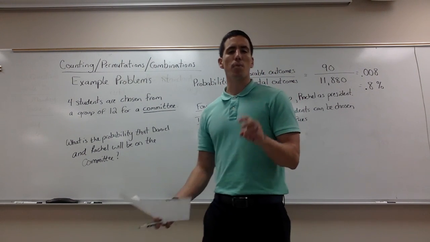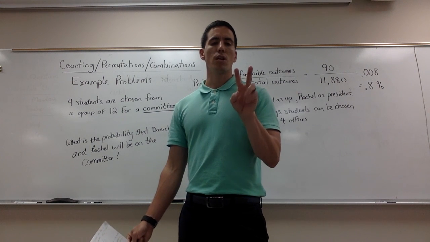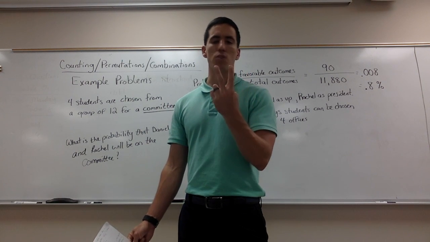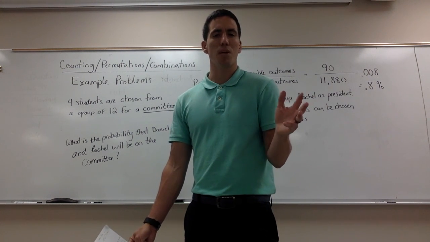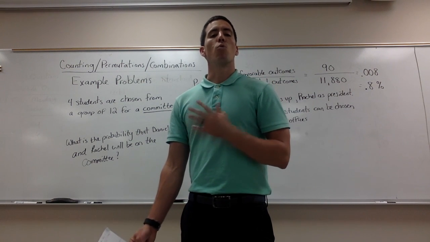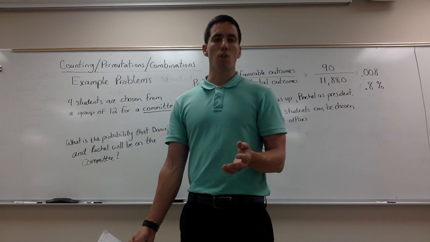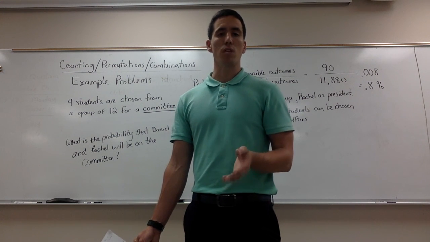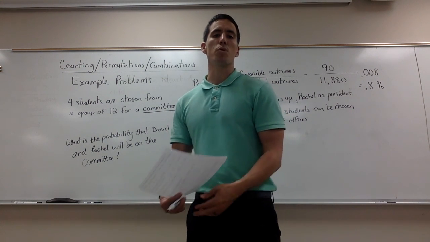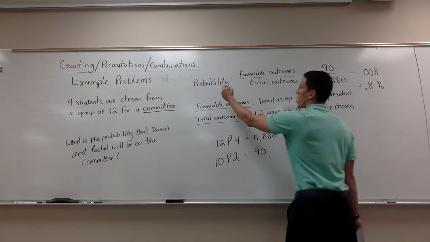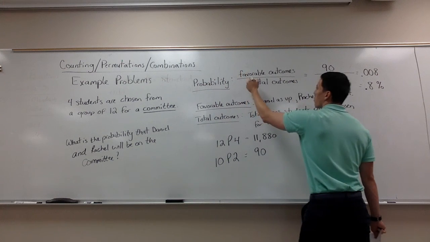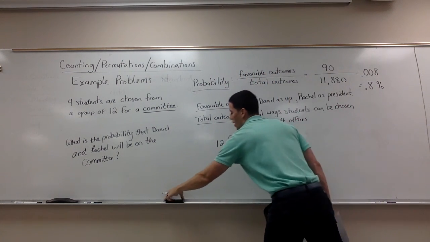Okay, think of it this way. A committee with Daniel and Rachel is the same thing as a committee with Rachel and Daniel. The order of the members, the way they're listed in the committee, the order doesn't matter. So what that signals to us in terms of the solving of the problem is that we're going to be using a combination and not a permutation. Now, most of the same things still apply here. We're doing a probability problem. We want the favorable outcomes divided by the total outcomes.